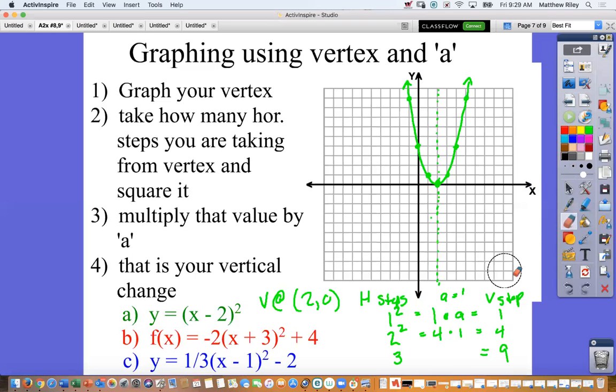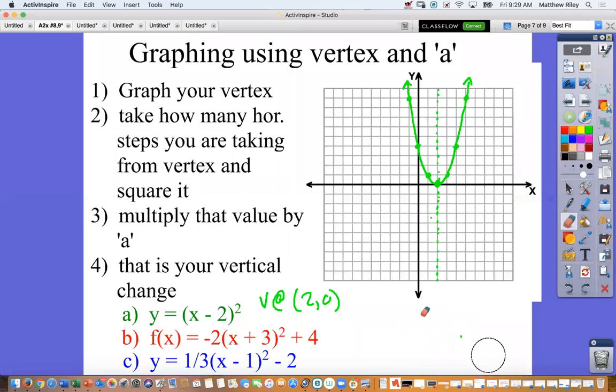Now let's try number 2. Let's see what happens when we actually have an A value other than 1. So I'll do this in red. I'm going to do H steps. I'm going to do our A value. So A is -2, and then vertical steps. So horizontal steps, we'll do 1, 2, and 3. Let's go ahead and start.